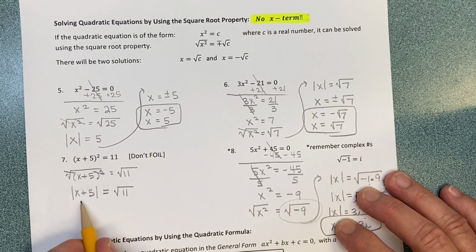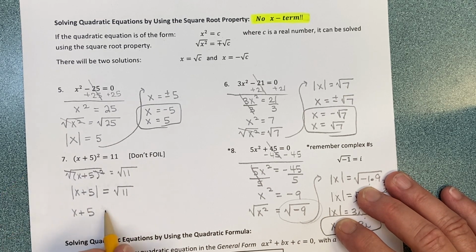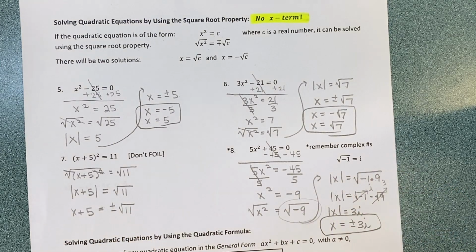Okay, what am I ready to do? I'm ready to remove the absolute value, which means put the plus minus in front. Okay. Are we finished? Not quite yet. I need to isolate x, so let me subtract the 5. Well, where do I put the minus 5? Can I combine it with the square root?